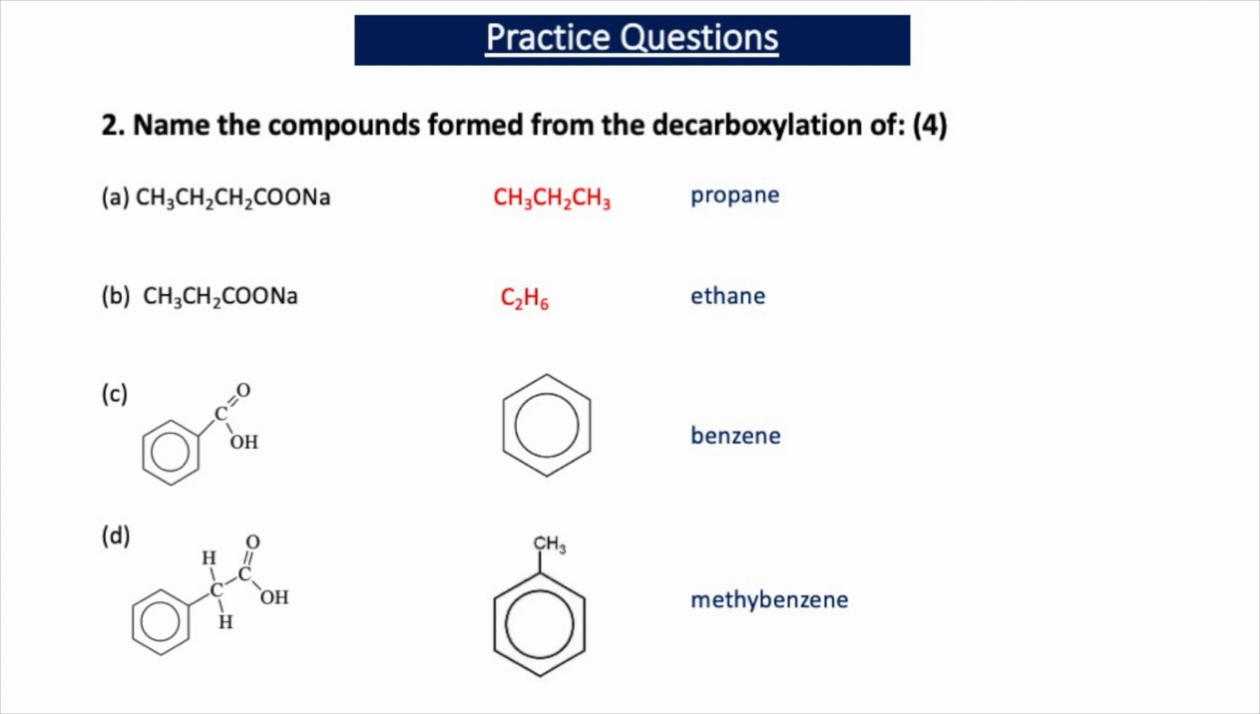And for D, we have a benzene ring attached to a CH2 and a C double bond OH. And if we remove the COO from this, we'll end up with methylbenzene. There's 1 mark for each of these.